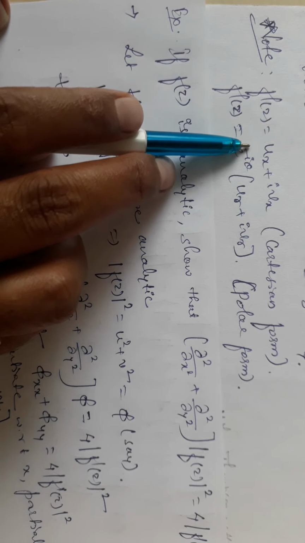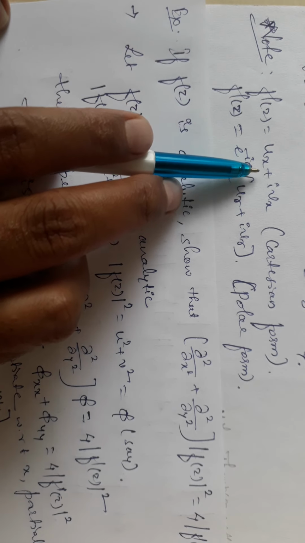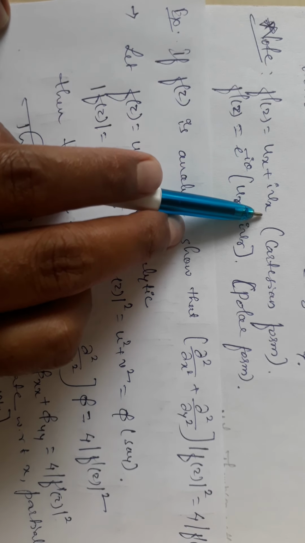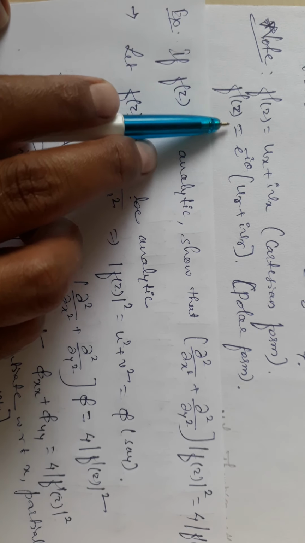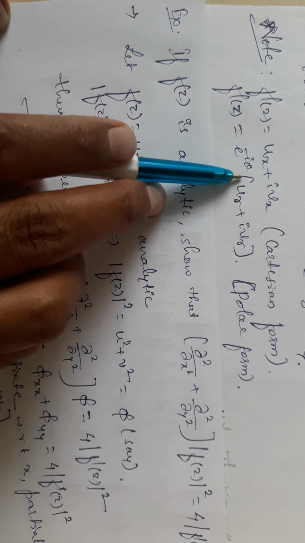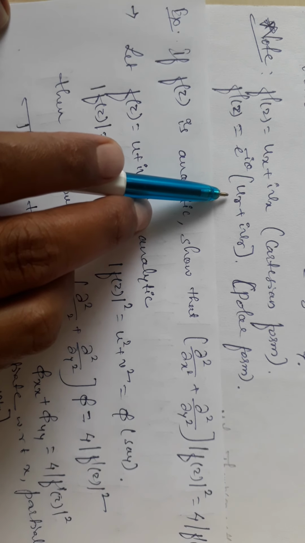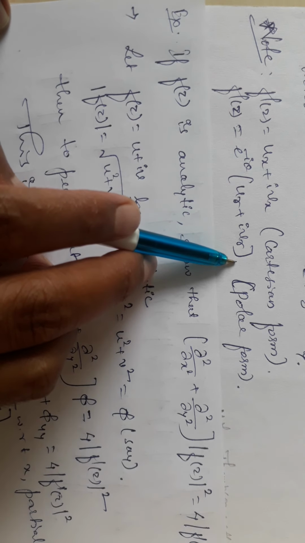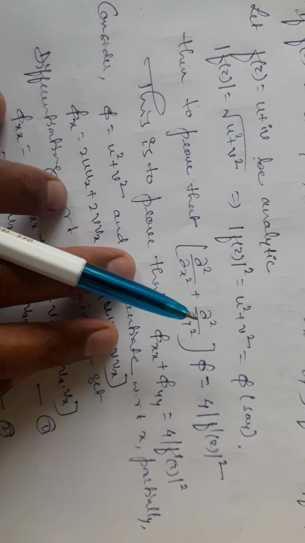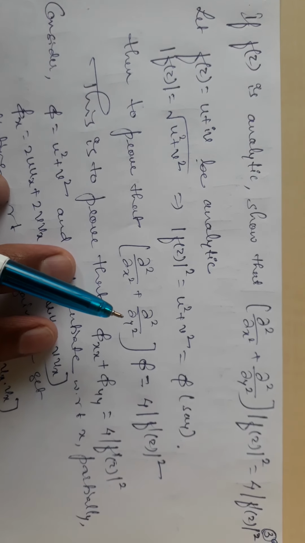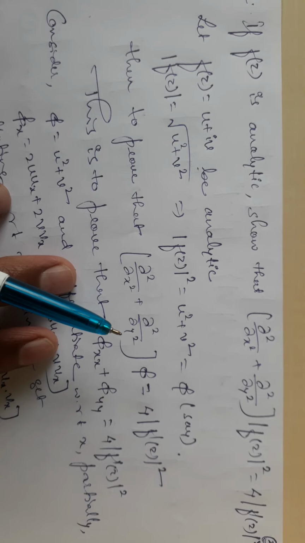f dash of z equals ux plus i vx, which is in Cartesian form, and f dash of z equals e to the power minus i theta into ur plus i vr, which is in polar form. Now we consider examples.